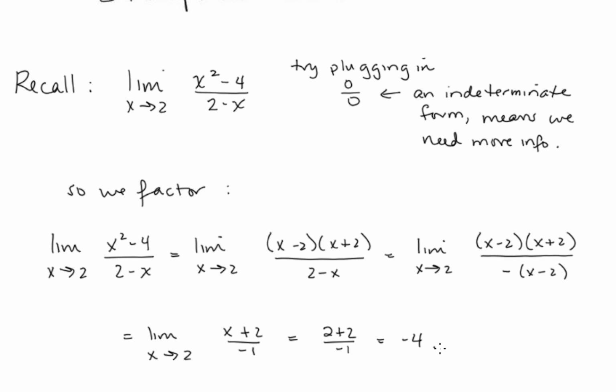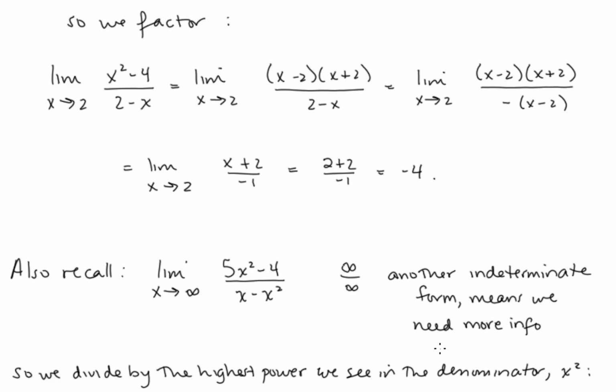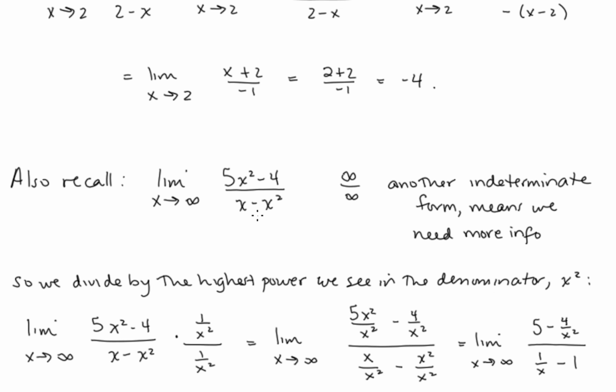And that's our limit. We've also seen something like the limit as x goes to infinity of 5x squared minus 4 over x minus x squared. Here, as x goes to infinity, we know that the behavior in the numerator is going to be governed by its highest power, that's the x squared, and the behavior in the denominator is going to be governed by its highest power, and that's a negative x squared. And so we're going to have infinity over negative infinity. Infinity over infinity is another indeterminate form. Again, it means we need more information.